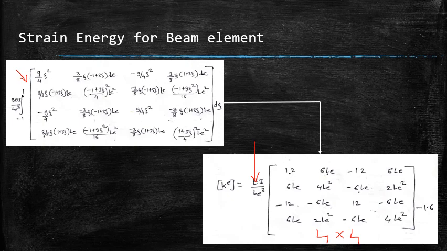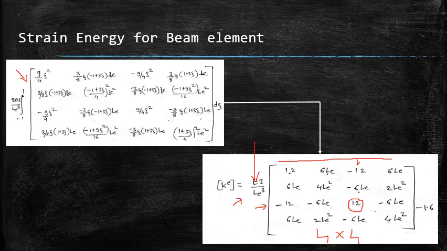There is one way to easily recall this matrix. Just concentrate on how I read it: 12 6 12 6, 6 4 6 2, 12 6 12 6, 6 2 6 4. Negative signs appear in the third column and the third row, except at the place where this row and column intersect. So only this element is not negative; otherwise the complete third row and the complete third column are negative. This is how you can recall this matrix.